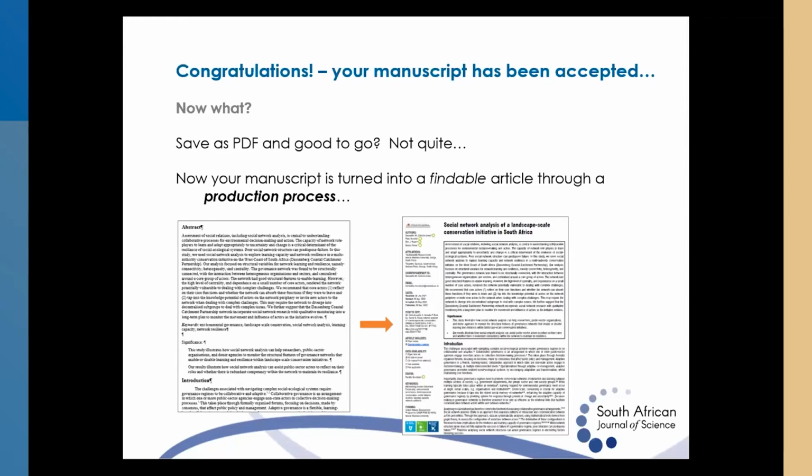So the simplest way I can describe the production process is that it starts with the normally MS Word version that you wrote and submitted and that was peer reviewed, and it turns that version into a final version that is published.